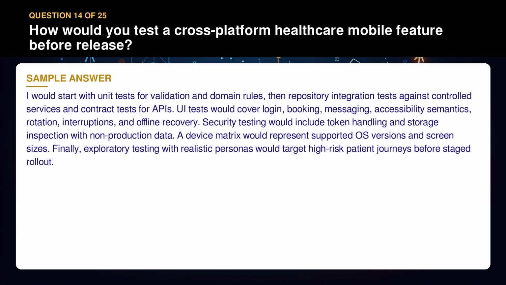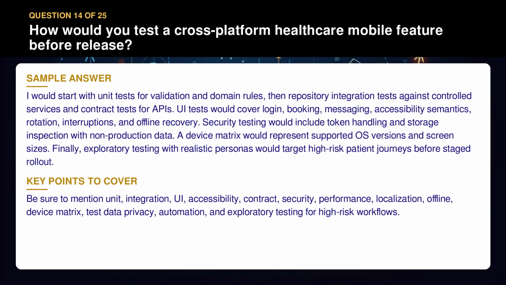Security testing would include token handling and storage inspection with non-production data. A device matrix would represent supported OS versions and screen sizes. Finally, exploratory testing with realistic personas would target high-risk patient journeys before staged rollout. Be sure to mention unit, integration, UI, accessibility, contract, security, performance, localization, offline, device matrix, test data privacy, automation, and exploratory testing for high-risk workflows.